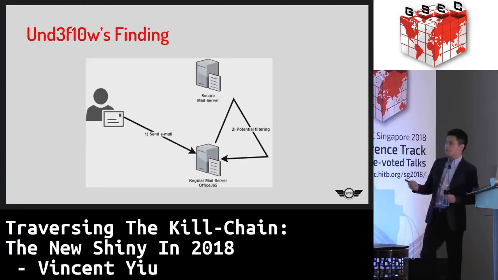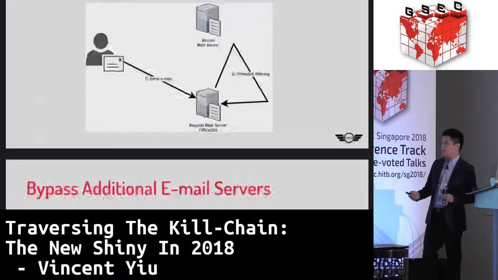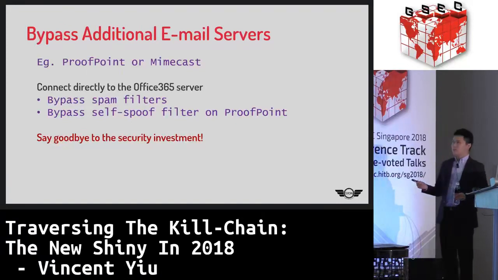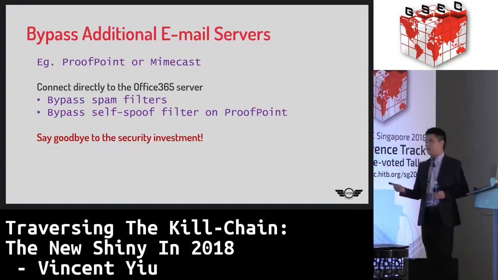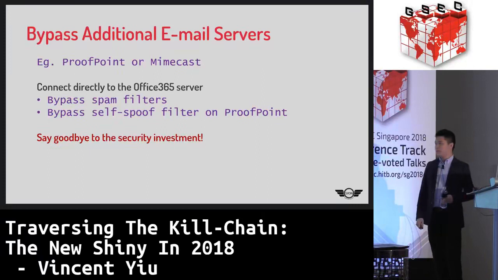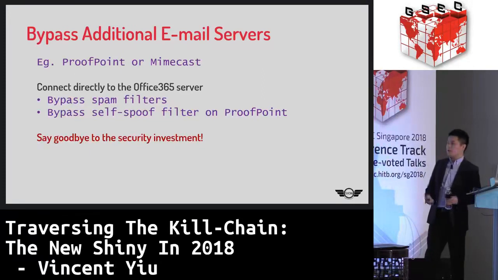What Underflow found was that if you connect directly to the Office 365 server, you can just send the email to Office 365 and bypass that fancy box altogether that you're paying money for. And then all you're left with is Office 365's decent filtering, I suppose. And this does involve solutions such as Proofpoint and Mimecast. I tried to give some examples, but these were the two that I most commonly see. So that just says bye-bye to your security investment that you tried to add an extra layer for.